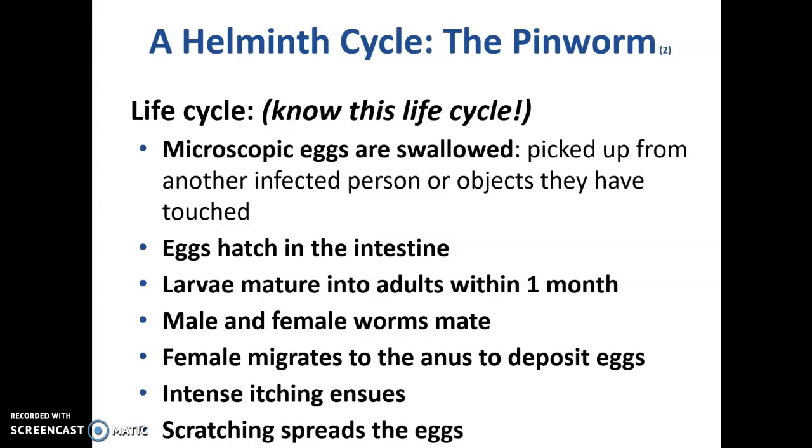Well, we have microscopic eggs that are swallowed, picked up from another infected person or objects that they have touched. Those eggs, after they're swallowed, will hatch in the intestine. While in the intestine, the larvae mature into adults, and that takes about a month. Male and female worms mate, and those females actually migrate to the anus and deposit eggs. This actually causes intense itching, and then that scratching will actually allow for the spread of those eggs. So you should be able to regurgitate this to me on the exam.